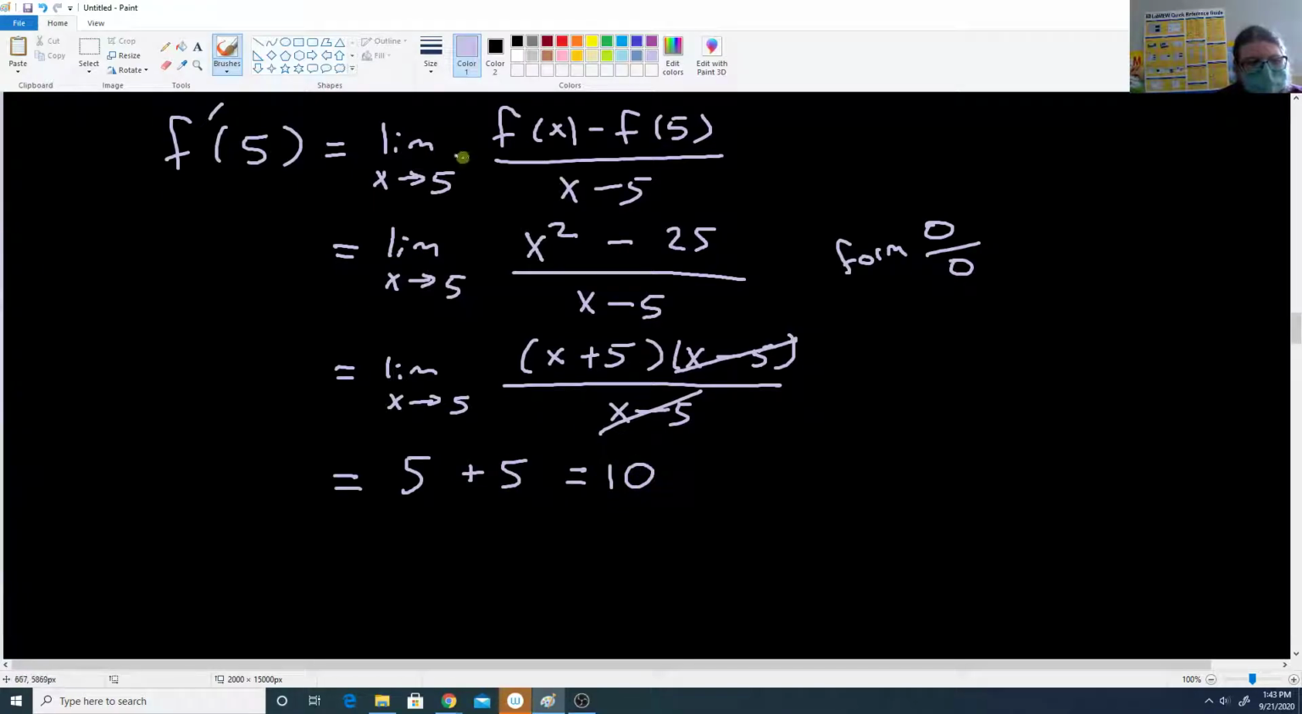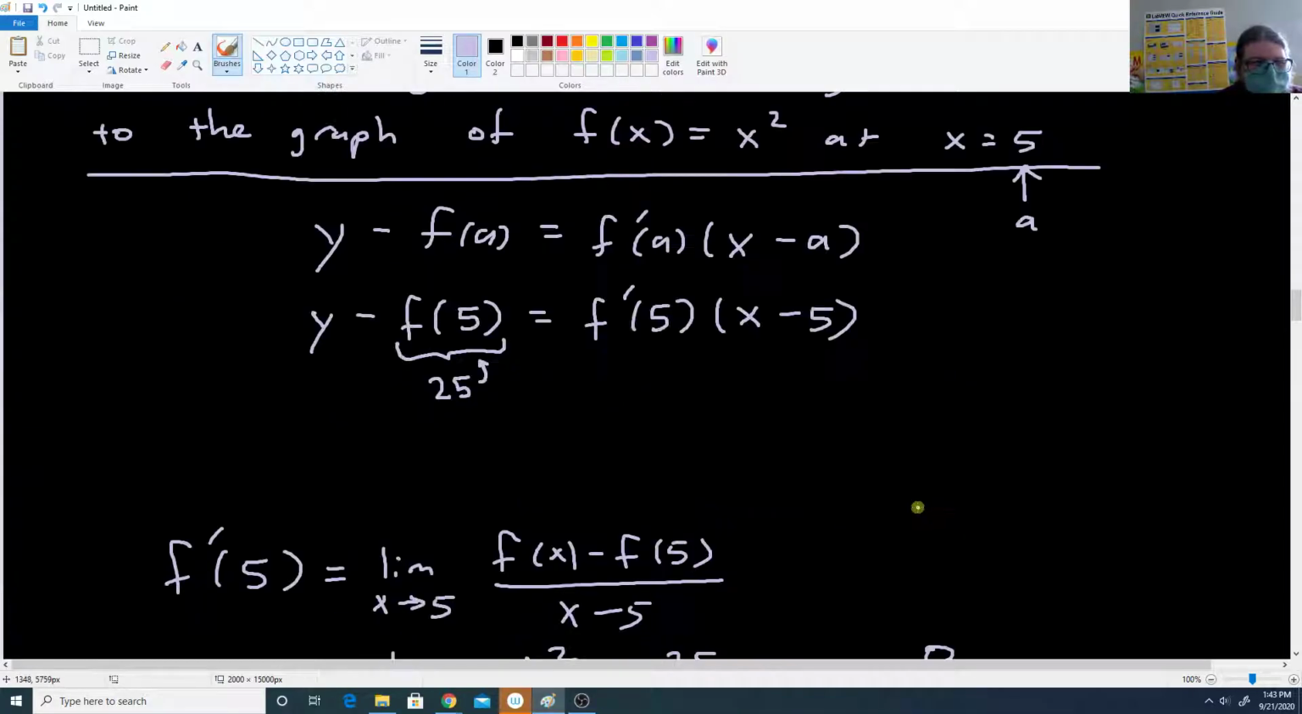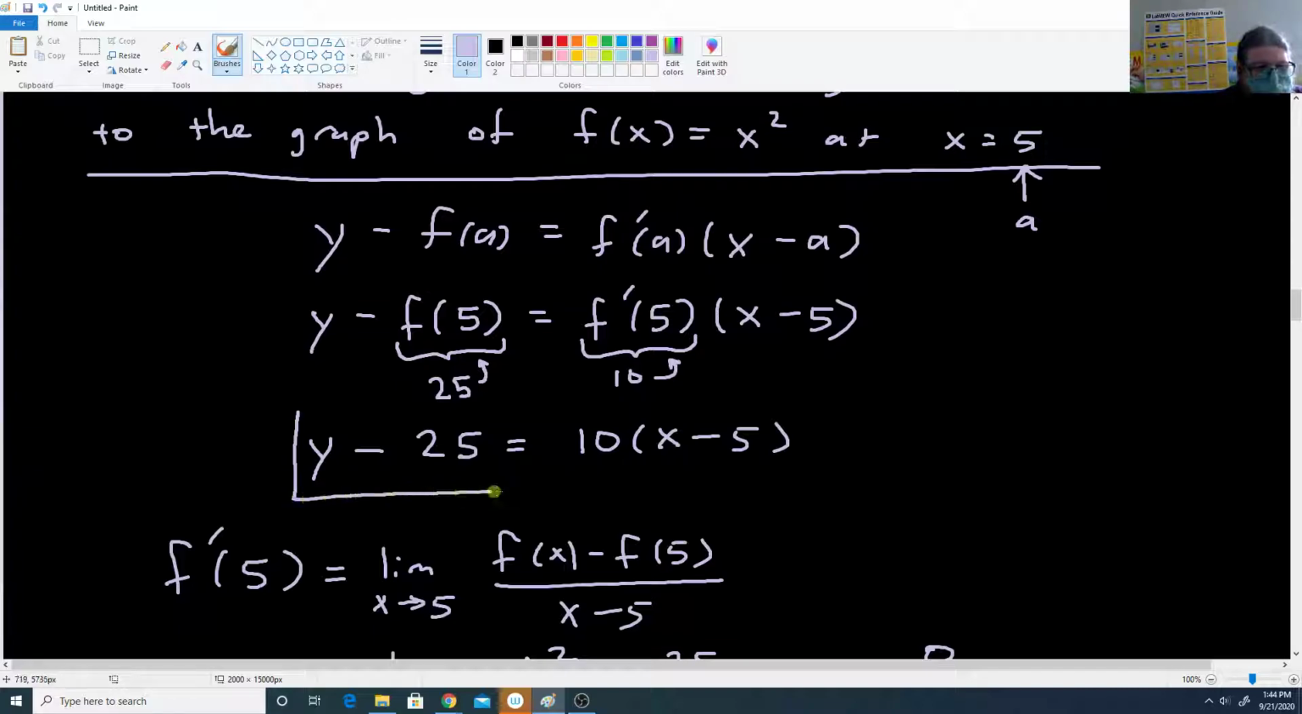And so now I know f prime of 5 is 10, which means up here, f prime of 5 will be replaced with a 10. So to get my equation, we'll write it down here and then box it in. It's y minus 25 equals 10 times x minus 5. That is the equation of the tangent line to the graph of f of x equals x squared at x equals 5. So this is the tangent line that will skim the graph of x squared at x equals 5. So we'll stop there.